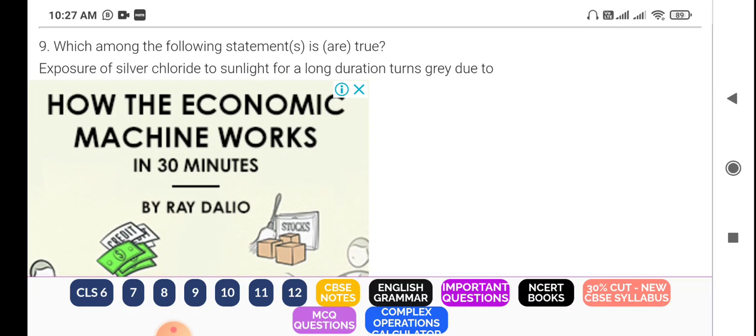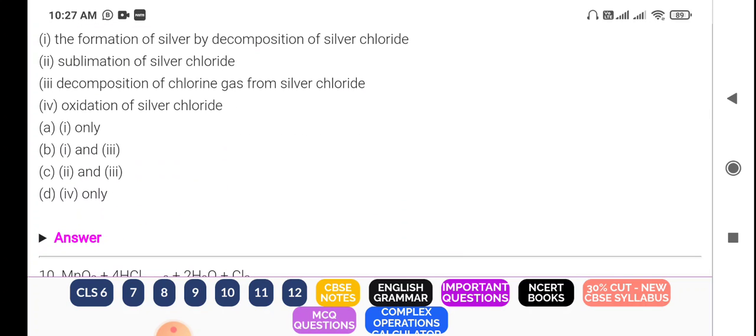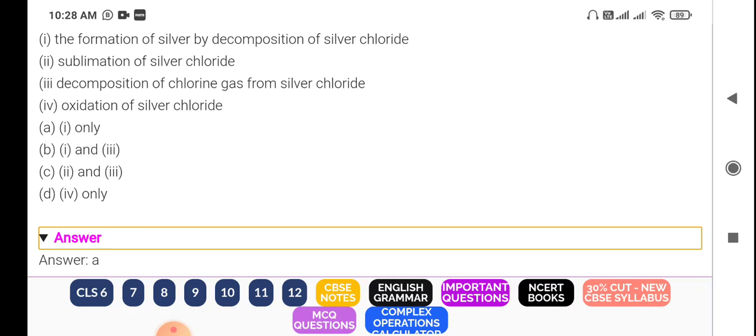Which among the following statements are true? Exposure of silver chloride to sunlight for a long duration turns it grey due to the: first, the formation of silver by decomposition of the silver chloride; second, sublimation of the silver chloride; third, decomposition of the chlorine gas from the silver chloride; and 4, oxidation of the silver chloride. Okay, so here are the 4 options. A, first only; B, first and third; C, second and third; D, 4 only. So answer is A, only first, the formation of silver by decomposition of silver chloride.